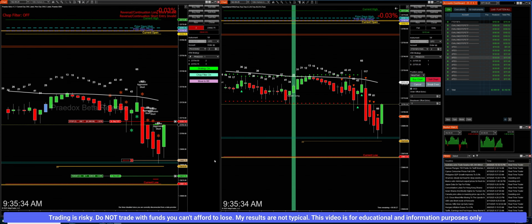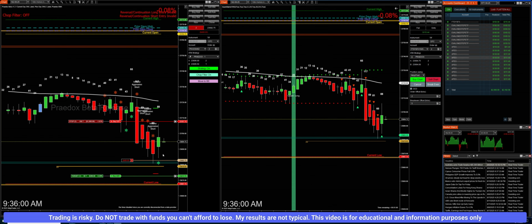Very bizarre price action this morning. As you can see, it's very, very indecisive. We're getting a lot of back and forth bars here. Now we're getting some volume to the upside here, so we just don't have a direction.